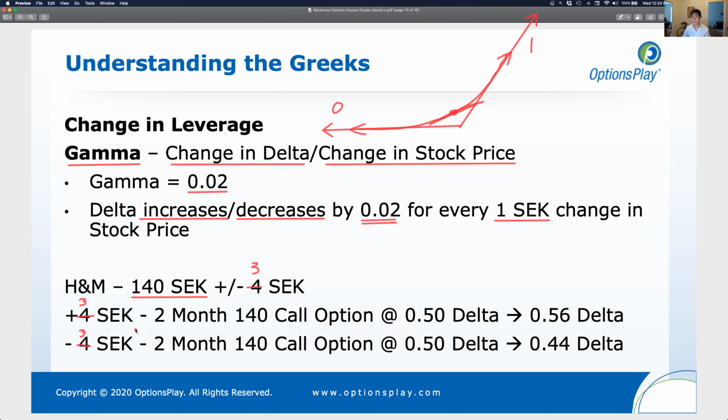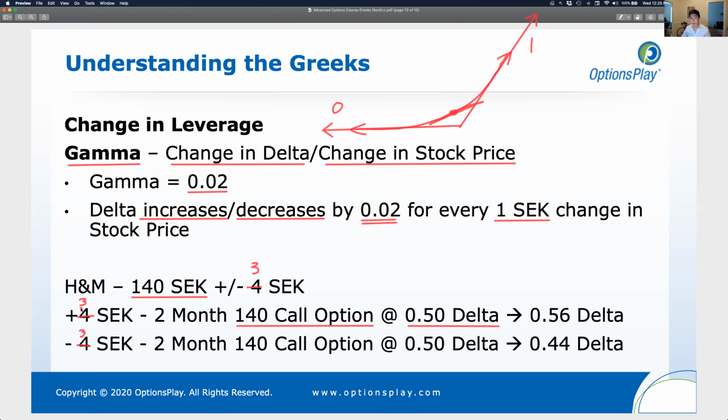What happens is that delta isn't constant, right? Before we said that if the delta is at 0.5, then if the stock goes up by 5 crowns, I make 2.5 crowns. The real calculation, and this is where gamma comes into play, is that you actually make a little bit more than 2.5 crowns. And if the stock goes down by 5 crowns, you actually lose a little less than 2.5 crowns. It all comes down to gamma, because as the trade goes in your favor, let's say I buy the 140 call option, which starts off with a 50 delta.